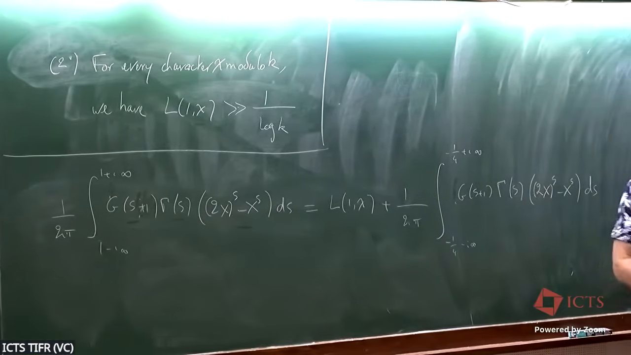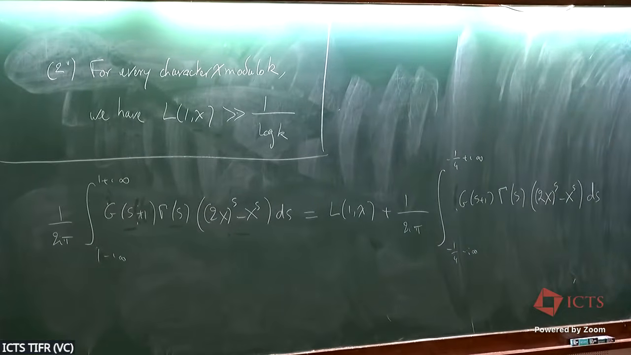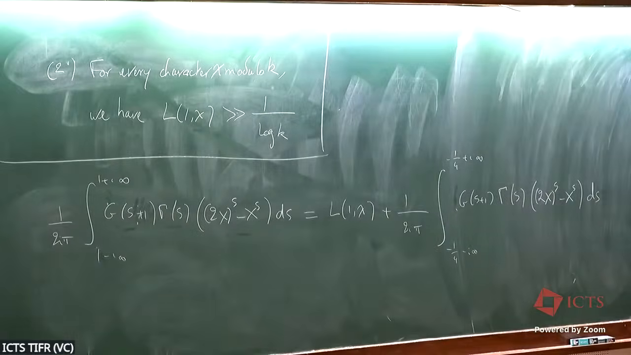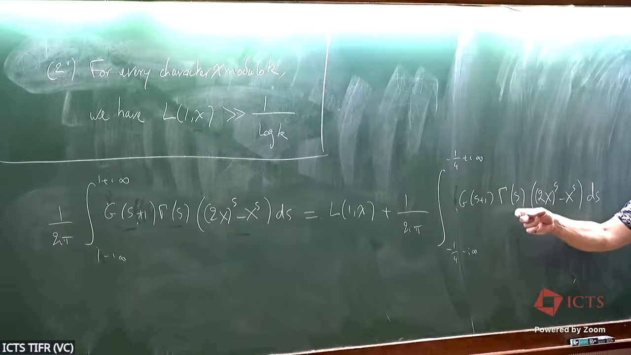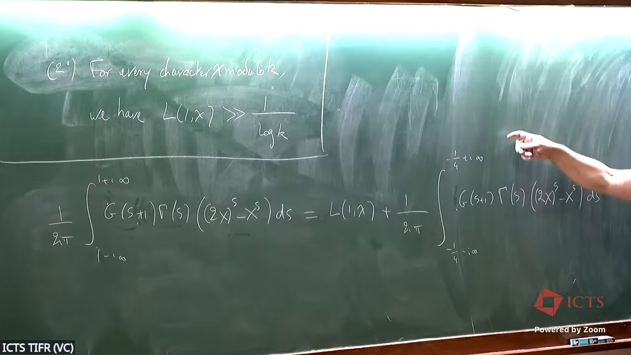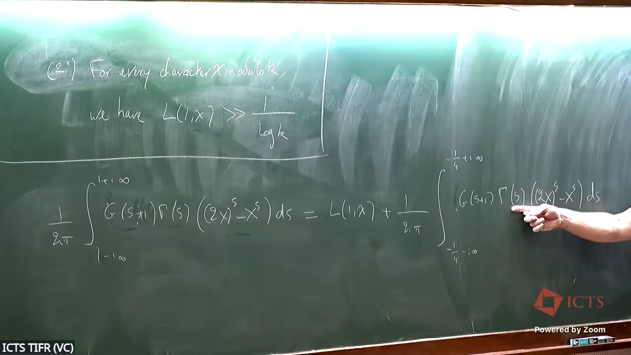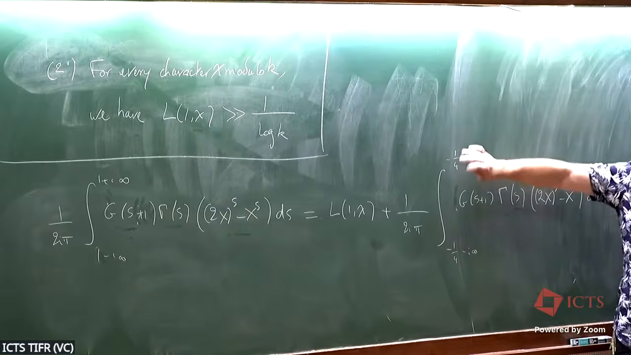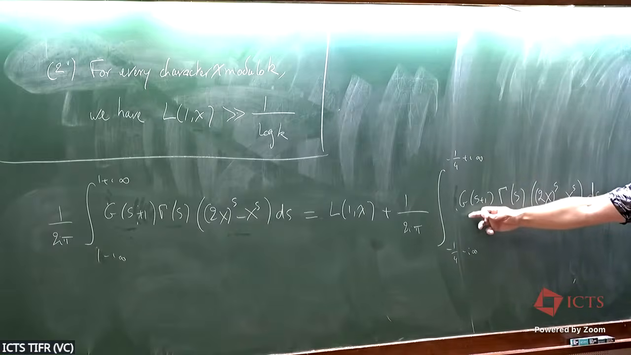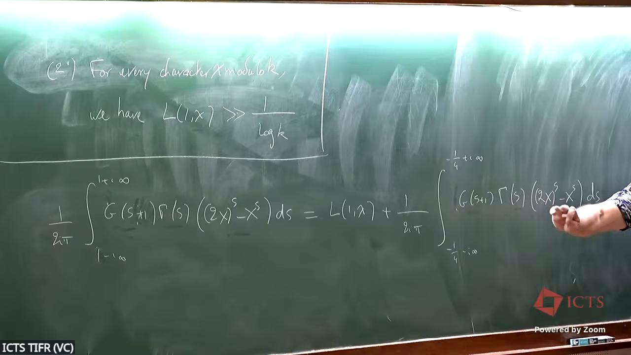Okay? I'm not going to do the precise evaluation, I'm just going to tell you what happens. What happens is that gamma of s has exponential decay when it goes up on the vertical strip. So essentially, you can believe that this integral is a bounded integral. Also because G of s plus 1, a product of L functions, grows at most polynomially.